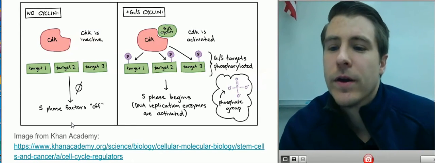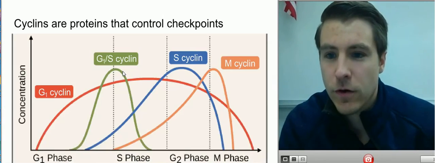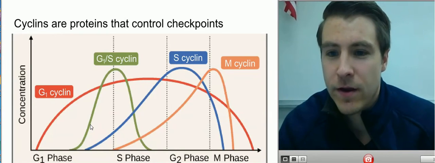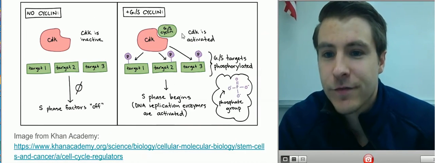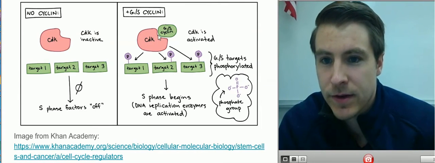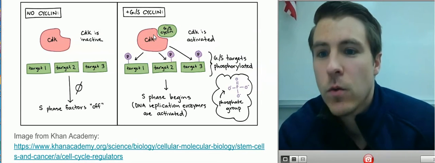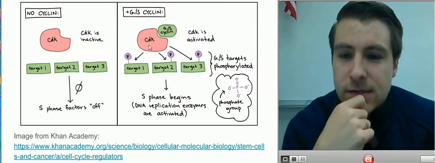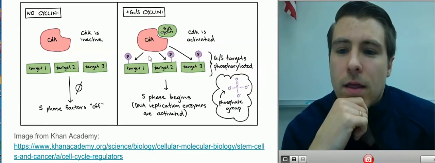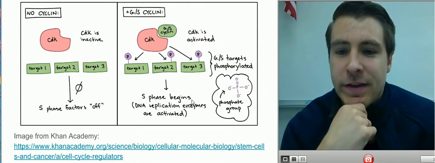However, let's say that we are entering into the G1 or approaching the S phase. At that time, as we said before, the G1S cyclin is at its peak, and it is in fact floating around the cytoplasm. And so, if it's floating around the cytoplasm, it floats in and happens to attach to that cyclin-dependent kinase. So when the cyclin is there, it activates the kinase, which then goes and phosphorylates the targets, turning them on and activating them. So when the targets are activated, those targets then go and initiate the S phase.